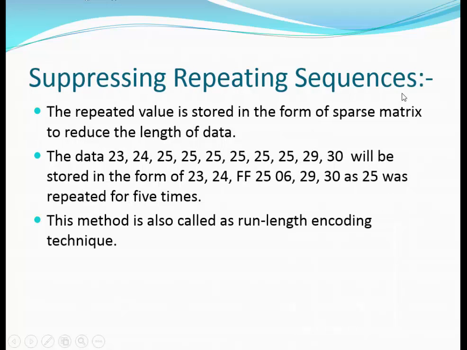Now the next technique is suppressing repeating sequences. What this method does is handle repeated values in the data. These repeated values take a huge amount of space when we store them, so we can represent them in the form of a sparse matrix to reduce the length of the data. For example, the data given here consists of 23, 24, 25, 25, 25, 25, 25, 25, 29 and 30.